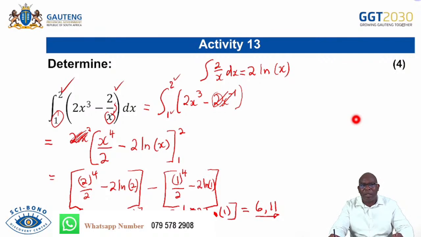So please do it and check with me. Check for me if my answer is correct. Because I've done it now, it's 6.11. Then I write that one. Remember, we write answers correct to 2 decimal places unless stated otherwise.